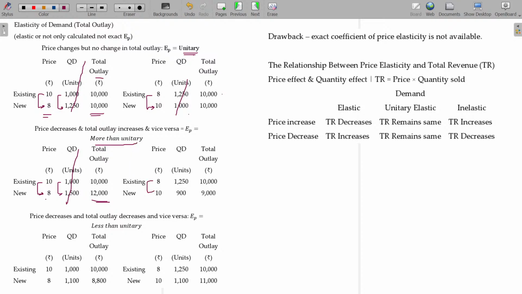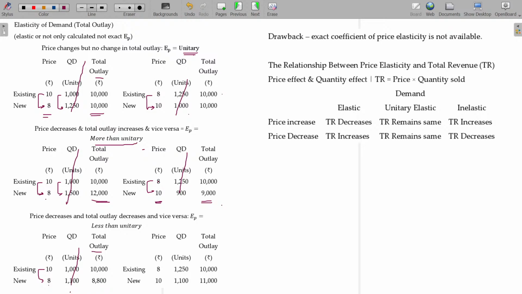And if the price increases, never mind about the quantity demanded, but mind about the total outlay. Price is increasing and outlay is also decreasing. Increase of one decreases the other one, definitely there is an elasticity, that too unitary. And the price is decreasing from 10 to 8. Quantity demanded also increases naturally. Quantity demanded increases as per the law of demand. Price decreases, quantity demanded increases. But I never bother about the quantity demanded.